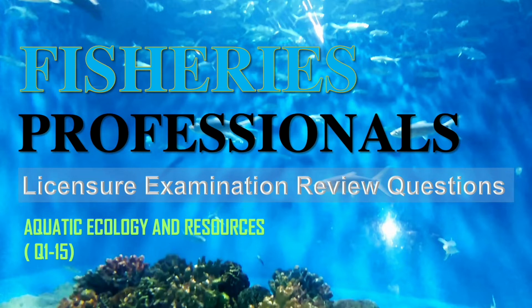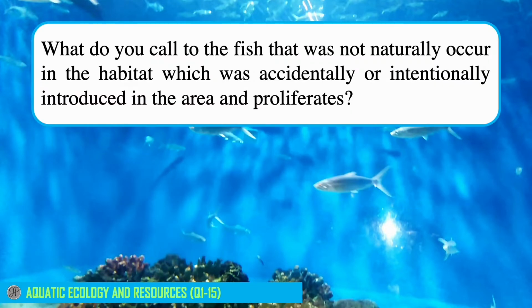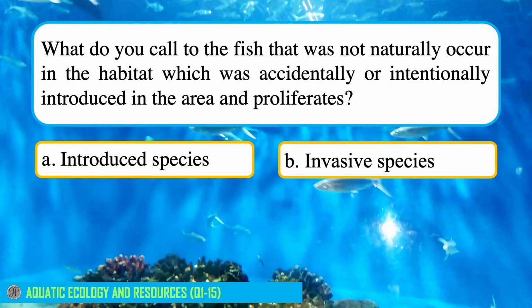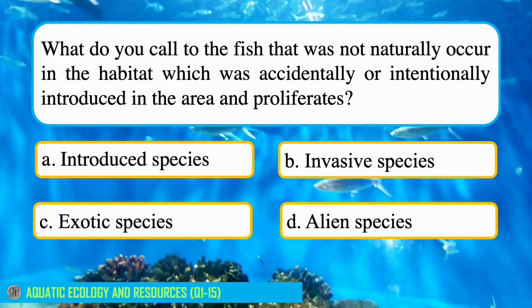So let us start. Number 1. What do you call to the fish that was not naturally occurring in the habitat, which was accidentally or intentionally introduced in the area and proliferates? A. Introduced species. B. Invasive species. C. Exotic species. Or D. Alien species.